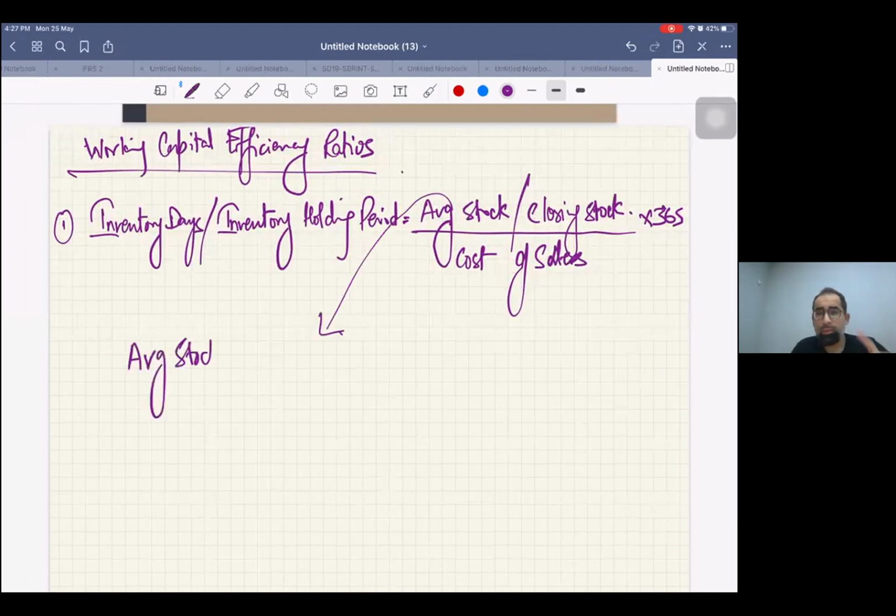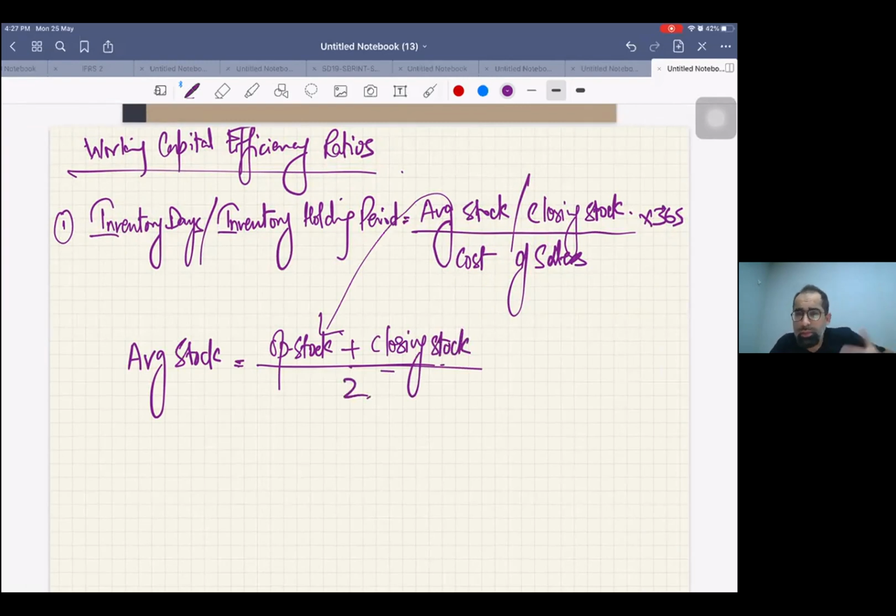Now, what is average stock? Listen students, if opening and closing stock is given, then you must use the formula of average stock. And how do we calculate average stock? Opening stock plus closing stock divided by 2. Very simple. This is average stock, right?